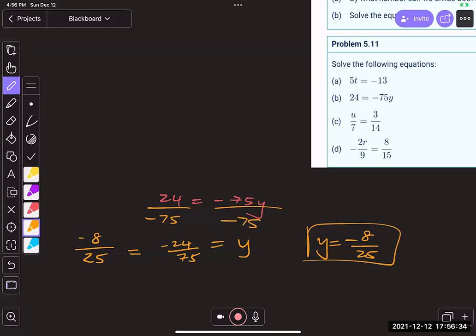Yeah. You need to remember how to simplify fractions, okay? Chapter, I want to say 4.6. Take a look at that. Just review that, all right? But this is simplifying a fraction.